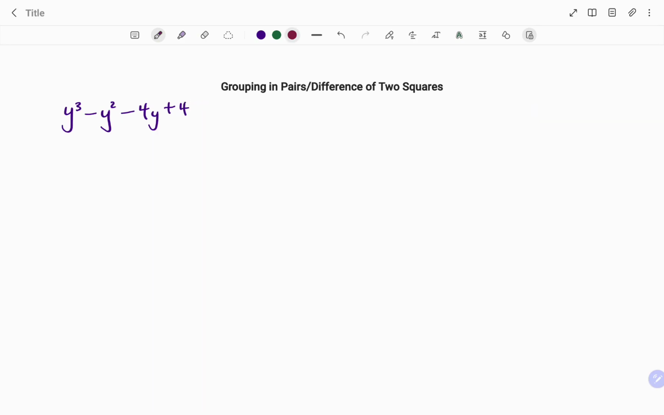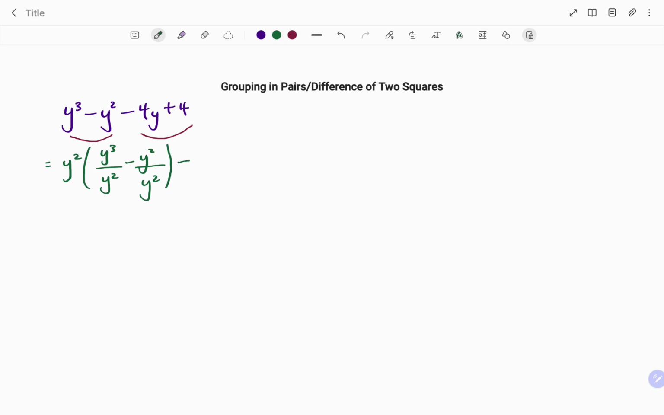In the next example, I have y cubed minus y squared minus 4y plus 4. That's a polynomial with 4 terms. So grouping in pairs, I have my left-hand side and my right-hand side. I'm going to factor out y squared. I'm left with y cubed divided by y squared minus y squared divided by y squared, close bracket.